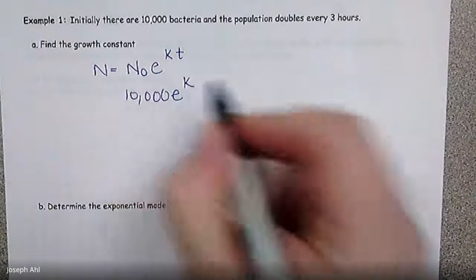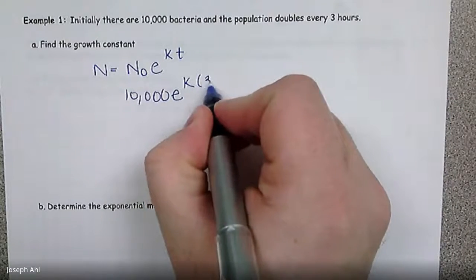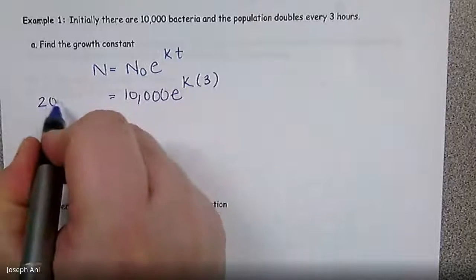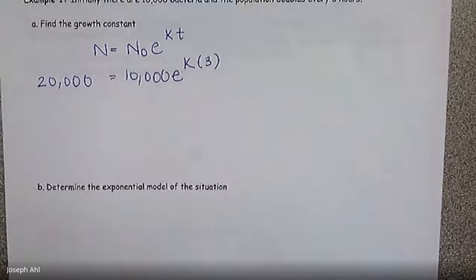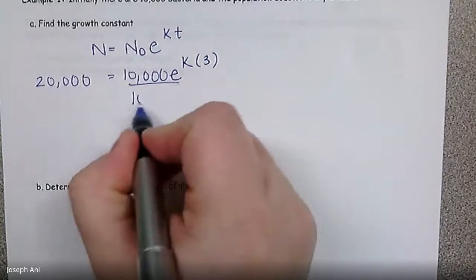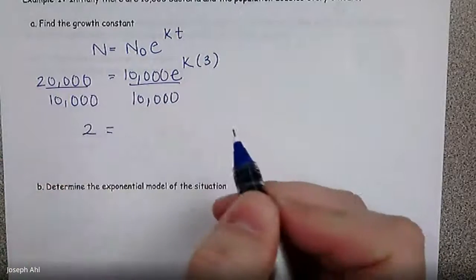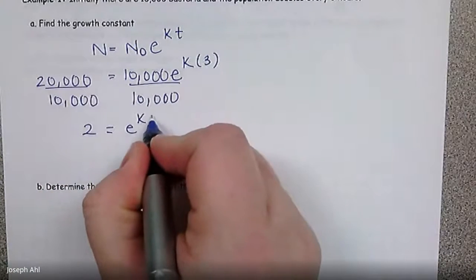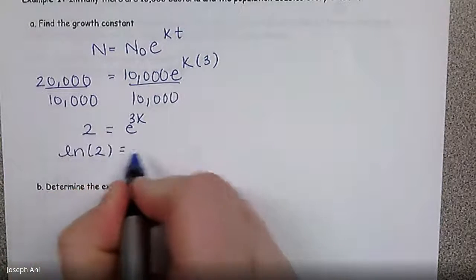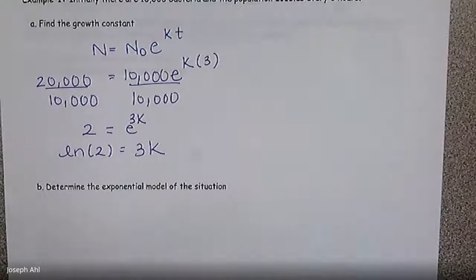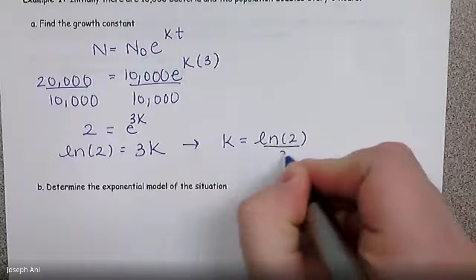We're trying to find k. That's going to be the growth constant, and it doubles every 3 hours. So when time is 3, we know that the end amount on this side is the doubled amount of 20,000. And as soon as I sub all that in, this is a really quick algebraic process to get k alone. Divide both sides by 10,000. And of course, because we're doubling, we're going to get a 2 there. So if 2 equals e to the k times 3, or e to the 3k, take the natural log of both sides. ln of 2 would equal 3k. And therefore, the growth constant is the ln of 2 over 3.